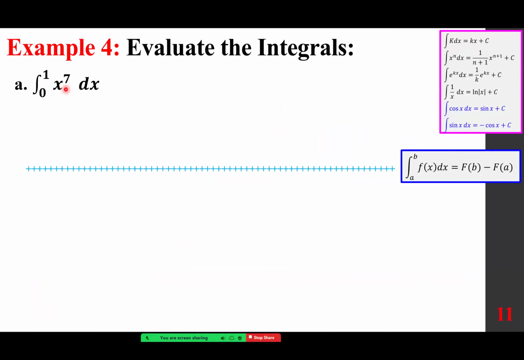We want to evaluate this integral. Remember, this is a definite integral and it's a number. So the antiderivative of x to the power of 7 is 1 over 8, x to the power of 8. We go from 0 to 1. If you plug in 1, 1 to the power of 8 is 1. If you plug in 0, it's 0. 1 minus 0 makes it 1. 1 over 8 in front of it makes it 1 over 8.